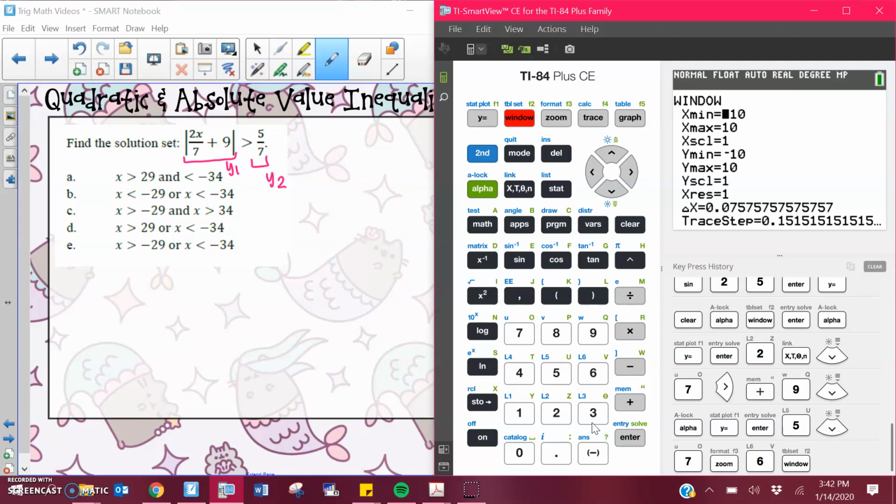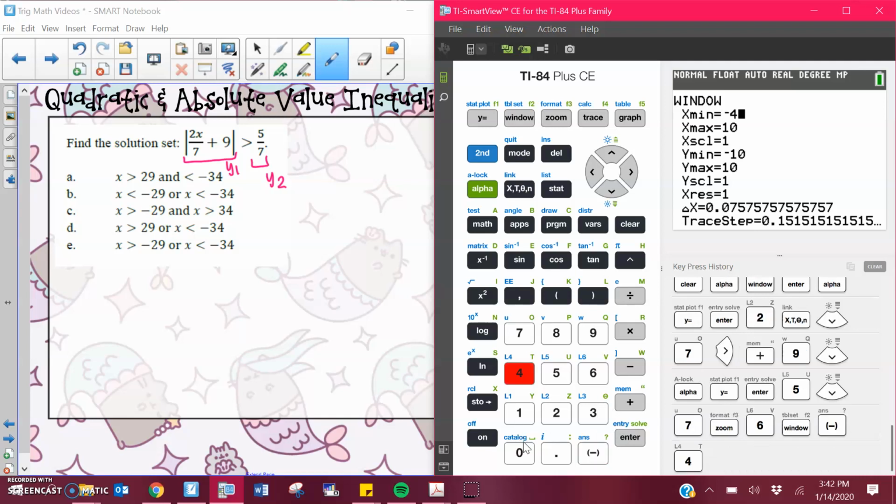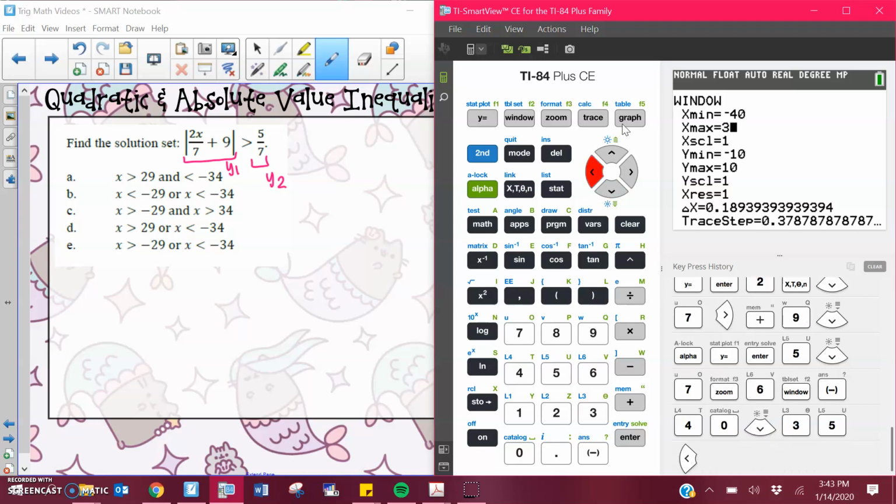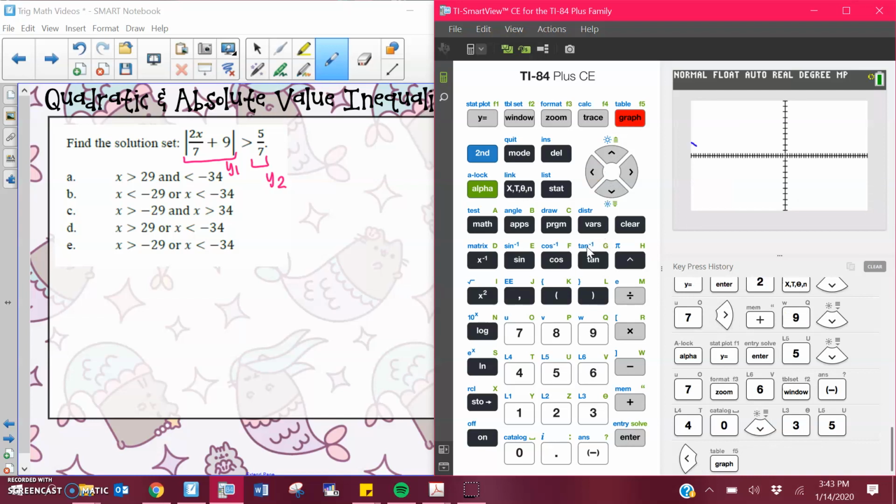So what I'm going to do is change the window to some of the choices here. It looks like my biggest negative number they've given me is negative 30. So I'm going to go like negative 40, and notice they're x's, so I'm changing my x and not my y. And then the biggest x value I see is 29. Oh, actually it's 34. That's fine. I did 35. We're fine. Then I'm going to graph. There we go. I see answers all the way over there. Okay, this is where you're looking.